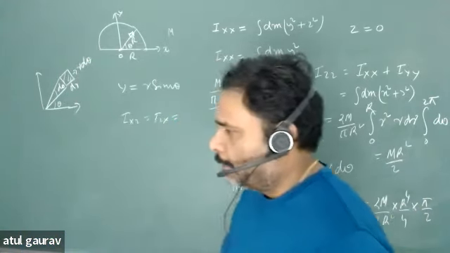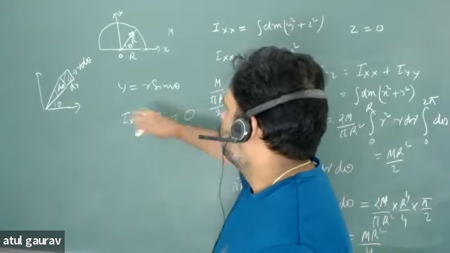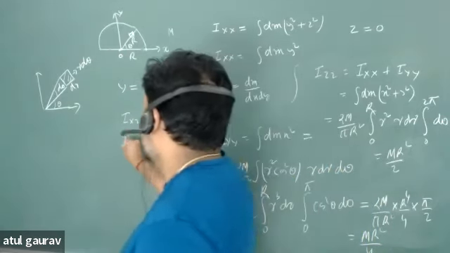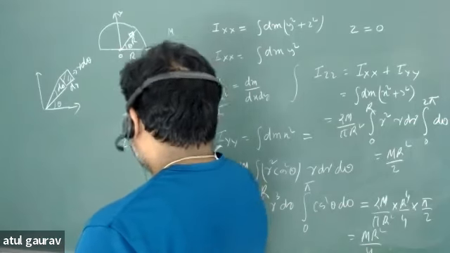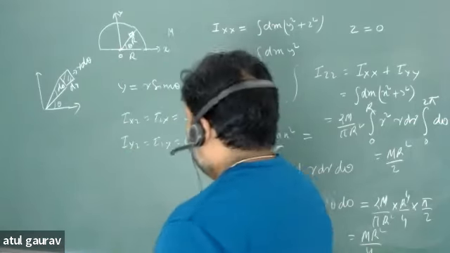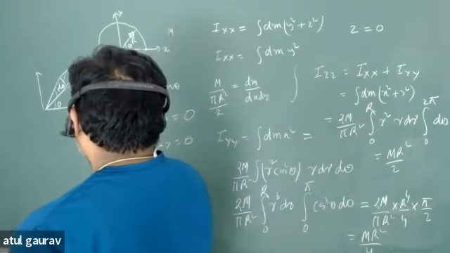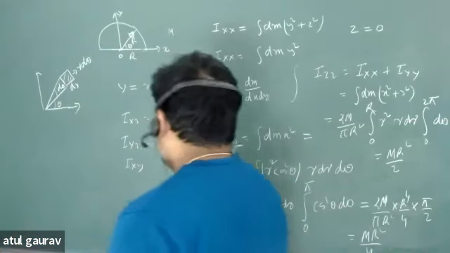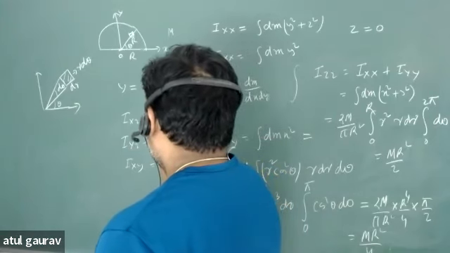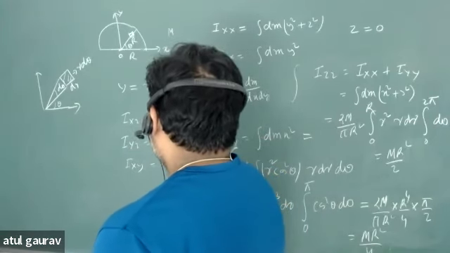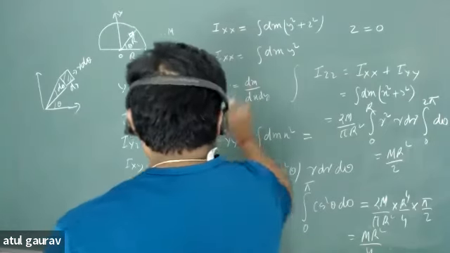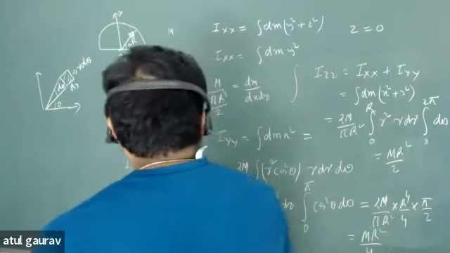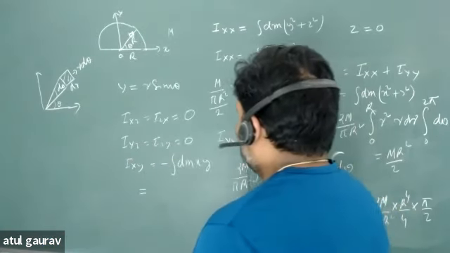Now, what will be IXZ? It should be 0. Yes, sir. Because mass is confined to the xy plane. What will be IYZ? That should also be 0. But we have to calculate Ixy. So if we are going to calculate Ixy, what will be this particular thing? Minus dm x into y. Again dm will be the same. Once you find dm, all your work becomes easy.